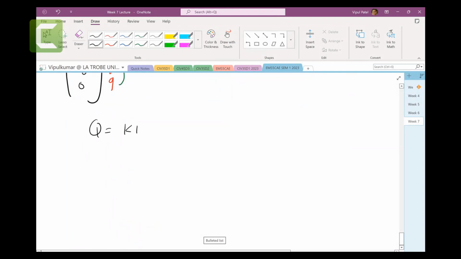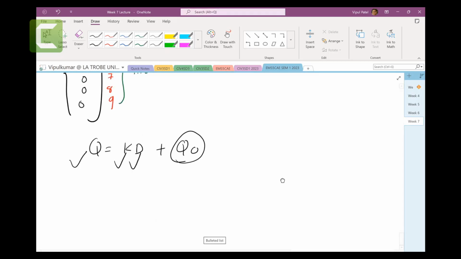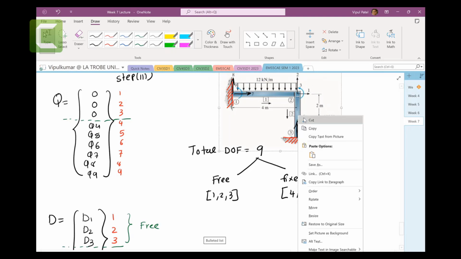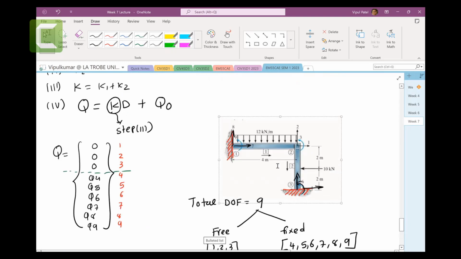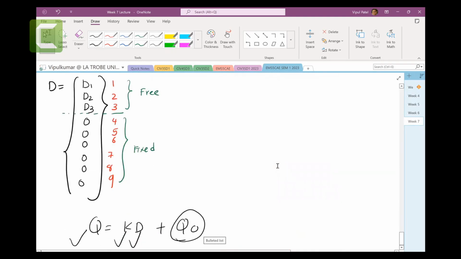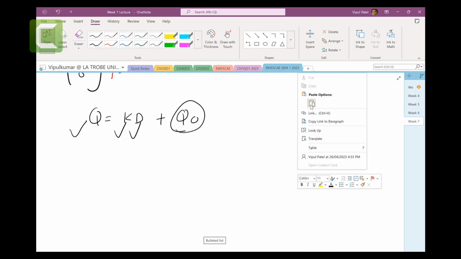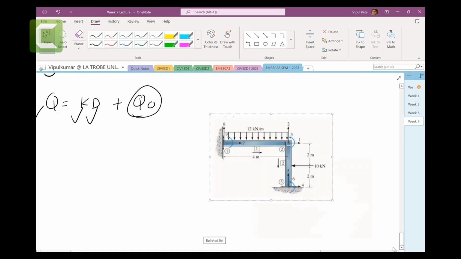Q equals K D plus Q0. We got these equations, and now we need to get the Q0 matrix. I'm going to try to make it. So let's grab again these figures, very important figures from our question, and I will explain how we're going to develop the Q0 matrix. So let's paste it here. This is our figure.